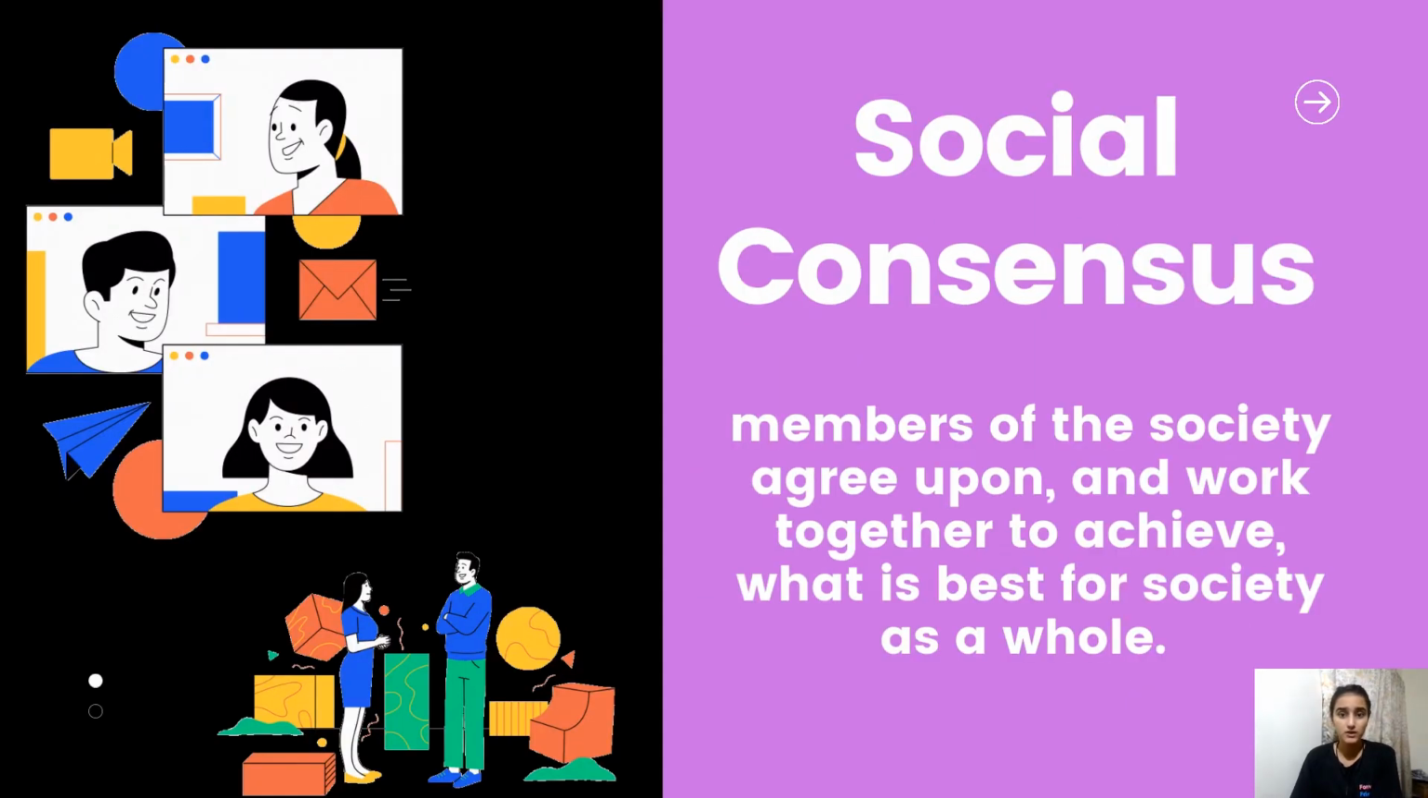Another important concept is social consensus. In order to ensure this proper functioning, it is very important that whatever beliefs I associate with a particular institution should be the same as another person's beliefs about that institution. That is social consensus. Members of society agree upon something, have a common agreement, and work together to achieve what is best for society. Here we can apply the utilitarian perspective. Social consensus is basically trying to achieve the greater common good and not the good of an individual, but it is working for the community.